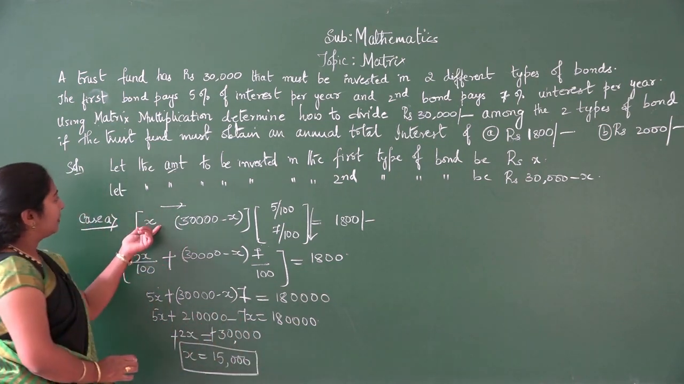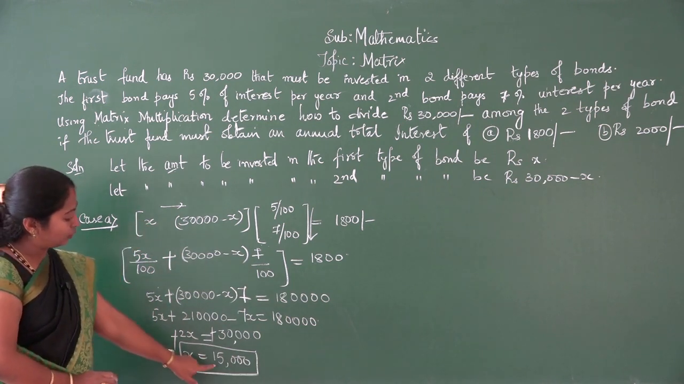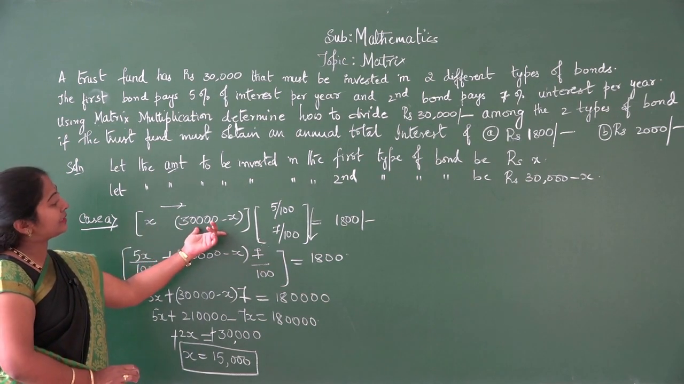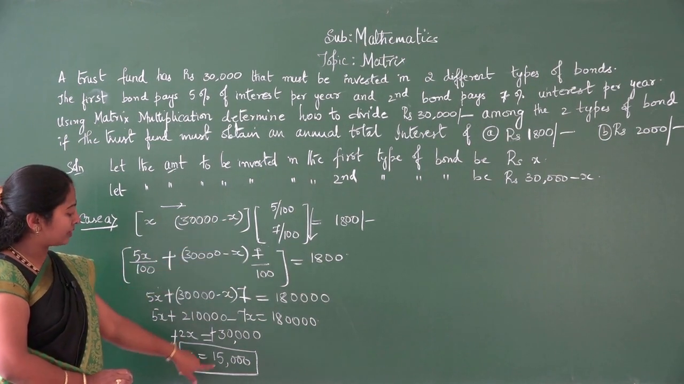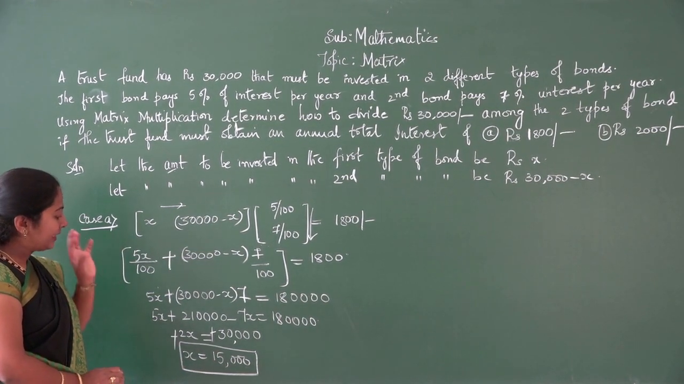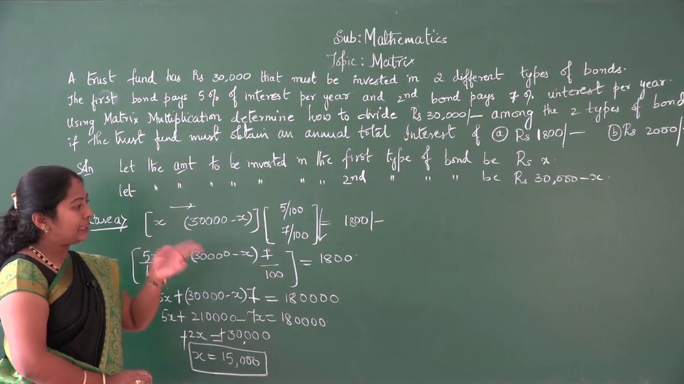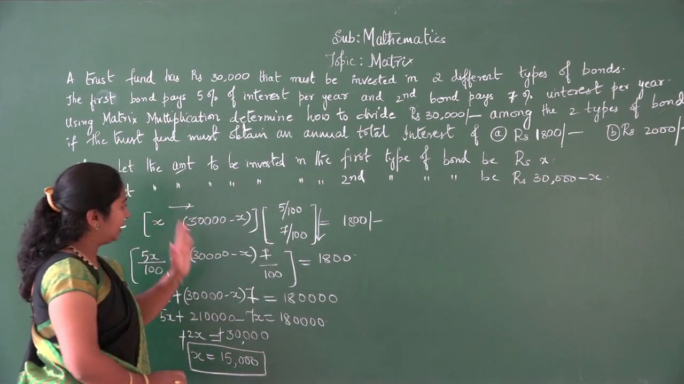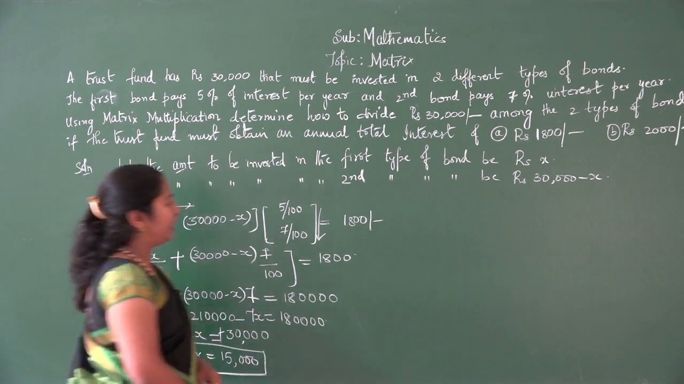If the amount invested in the first type of bond, the value of x, is 15,000, then what is the amount invested in the second type of bond? That is 30,000 minus the value of x. What is the value of x? 15,000. Therefore, the amount invested in the first type of bond will be 15,000. In the second type of bond will also be 15,000. That is 30,000 minus 15,000 will sum up to 15,000.